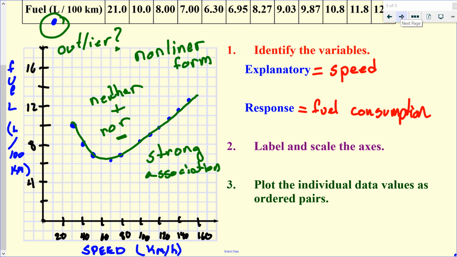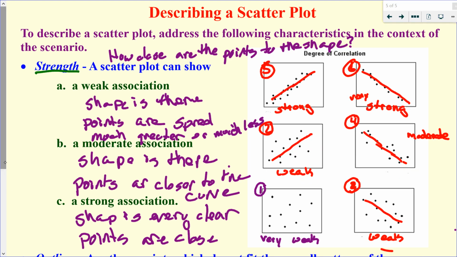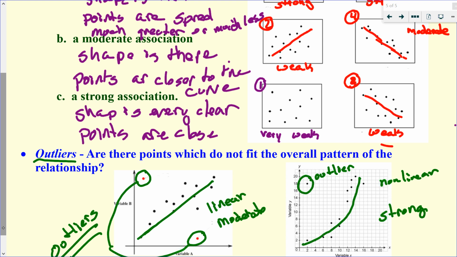So again, remember, we're talking about describing direction, form, strength, and outliers. I hope, ladies and gentlemen, that is scatter plots. We will look at them a little bit more in detail come the next class.